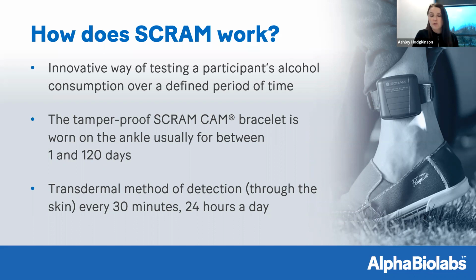Most of you will know, if you've used it previously, that it is an ankle monitoring bracelet. So it goes around a client's ankle, just as you can see in the picture there. And it monitors their alcohol intake, usually for between 1 and 120 days. That tends to be the typical time frame that people have these bracelets on for. You can wear them for longer, for a year, for 2 years, however long you think is suitable for that client.